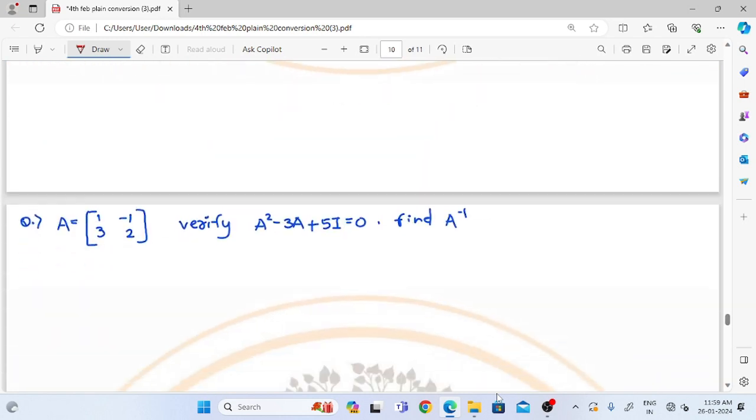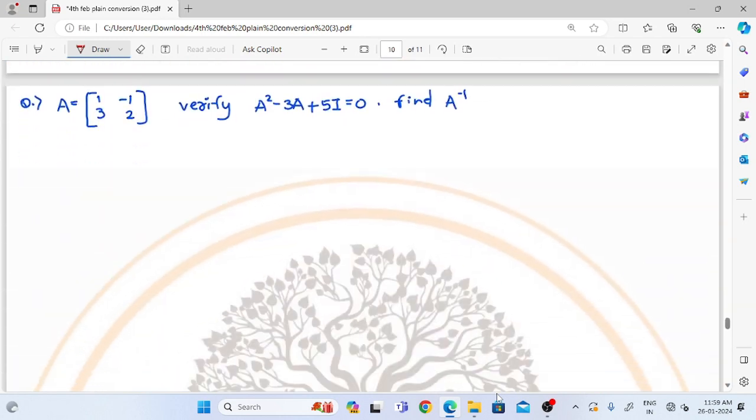Come to the next question. So one 2 by 2 matrix is given. We have to verify that A square minus 3A plus 5I is equal to 0, whether it is satisfying or not, and hence we have to find A inverse. So let's first verify whether this is equal to 0 or not.